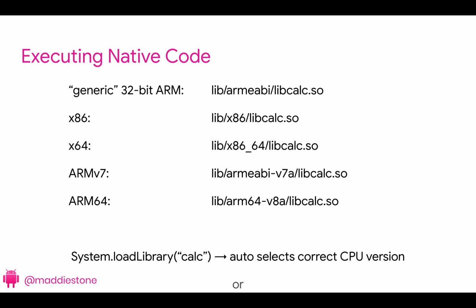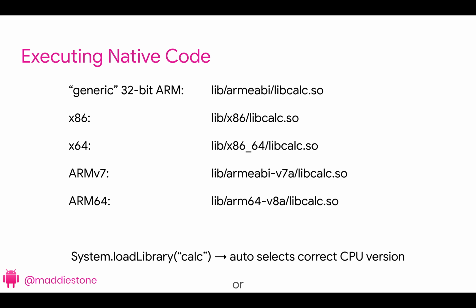So when I say they're in different CPU directories, the keywords for the common CPUs that are supported are, first, generic, quote unquote, it's actually the term the documentation uses, 32-bit ARM, which would be armeabi as the keyword or the CPU directory. So you see lib/armeabi/libcalc.so. We have x86, 64-bit x86, ARM version 7, which is still 32-bit, and ARM64, which is considered ARM64 version 8A as the keyword.